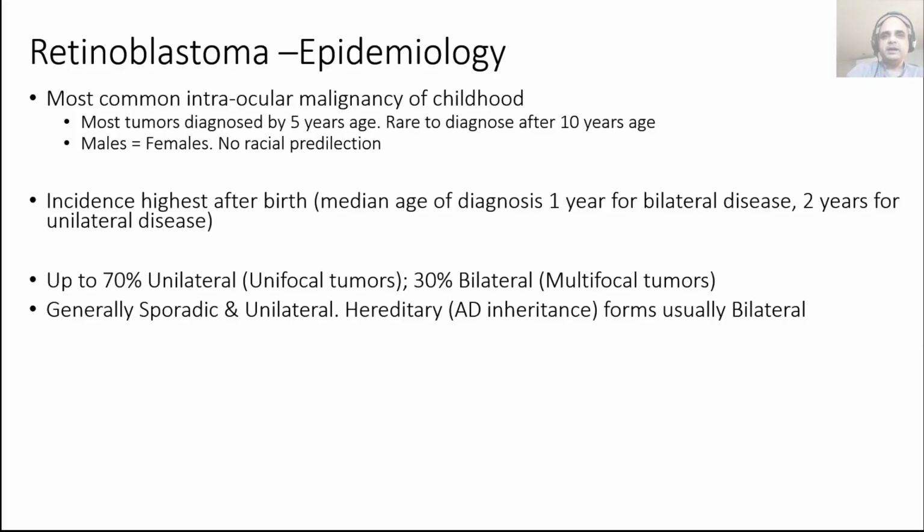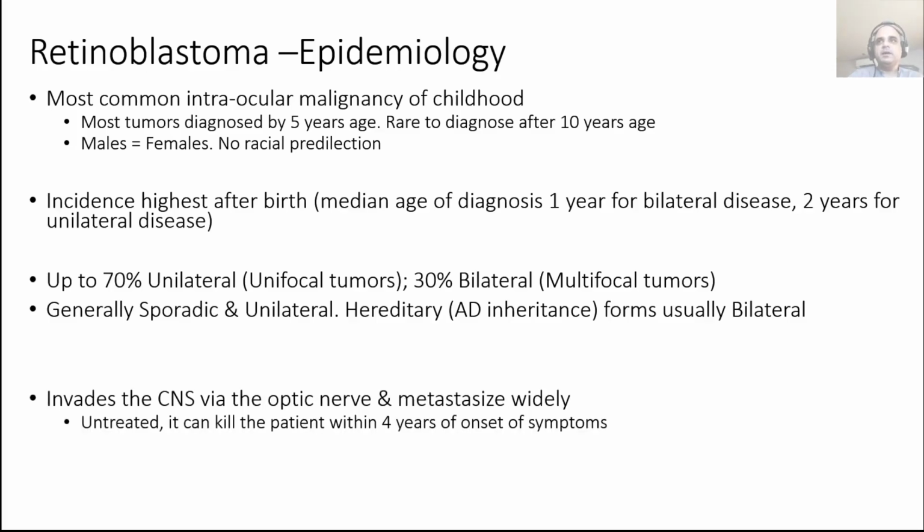Unilateral disease is sporadic and is also usually unifocal. You usually have one mass or one focus of the tumor in the retina. 70% of the tumors are unifocal, 30% are bilateral. Those bilateral tumors are also multifocal, so you have multiple foci of tumors within the retina. Unilateral are sporadic, as I've just said, and bilaterals are usually hereditary and follow an autosomal dominant pattern of inheritance.